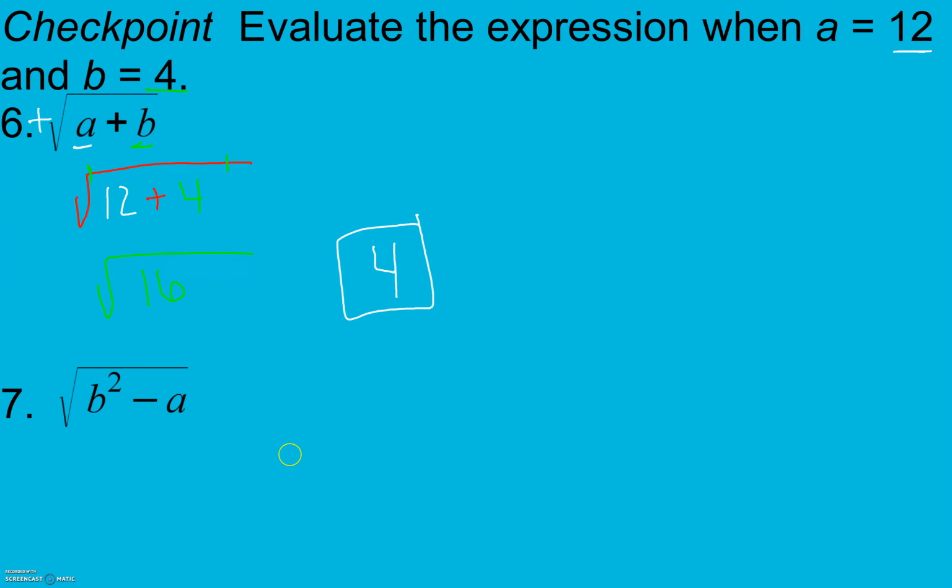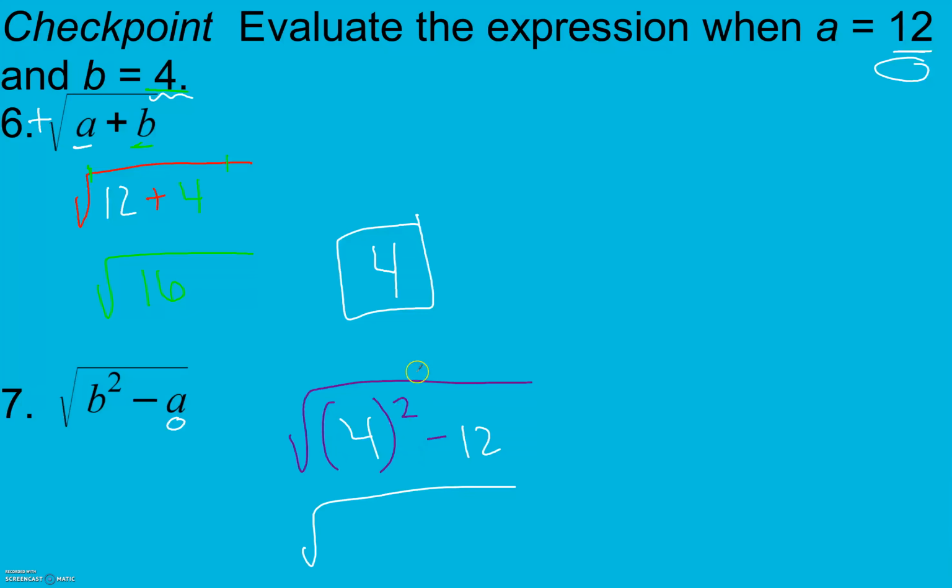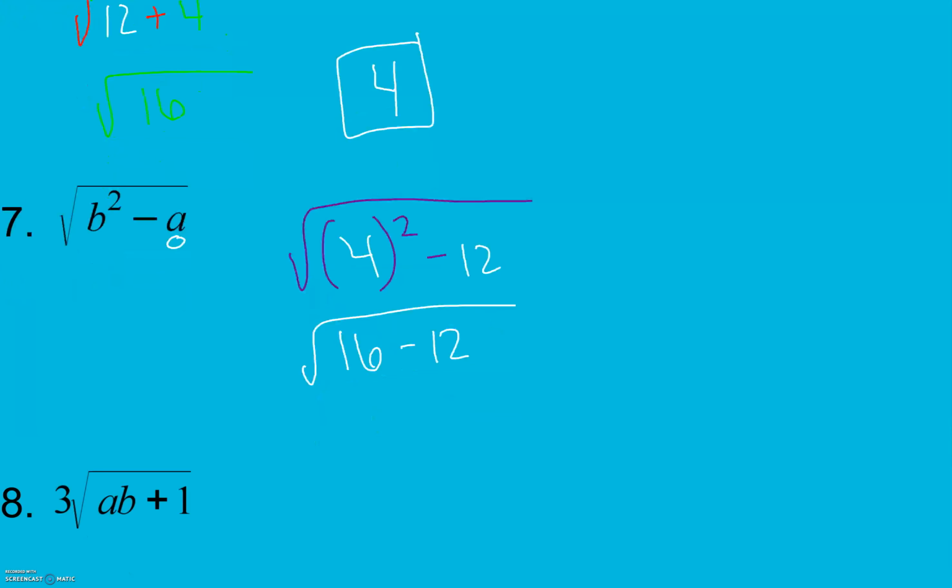Try 7. Square root of b squared minus a. Everywhere I see a b, I'm going to plug in a 4. Everywhere I see an a, I'm going to plug in a 12. According to PEMDAS, we have to do our exponents first. 4 squared, 16 minus 12. I can take 16 minus 12, which is 4, and finally take my square root. And the number that I can take times itself to get 4 is 2. So the square root of 4 is 2.